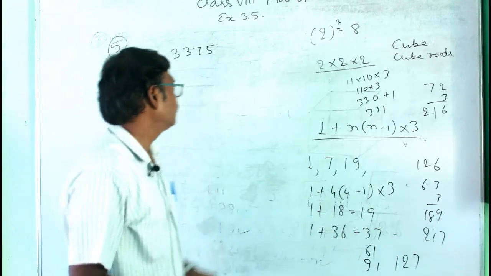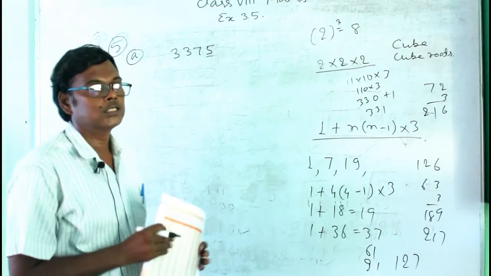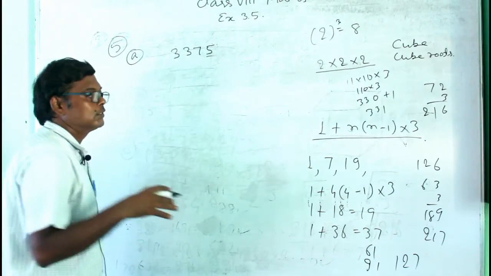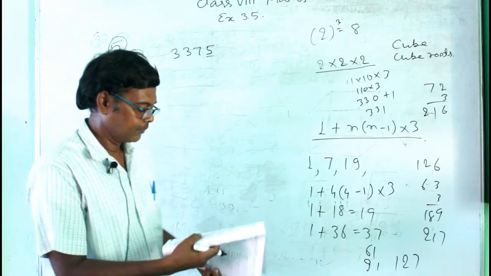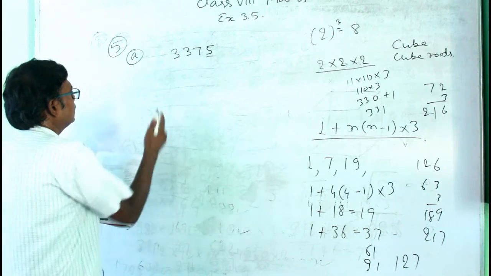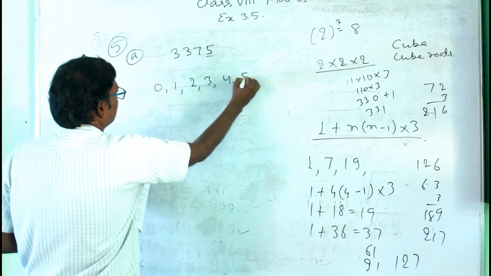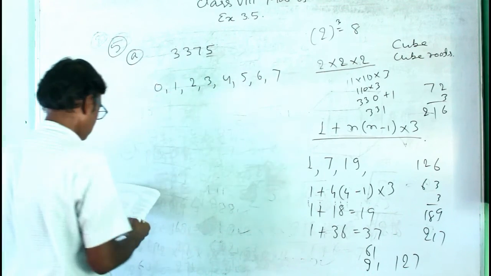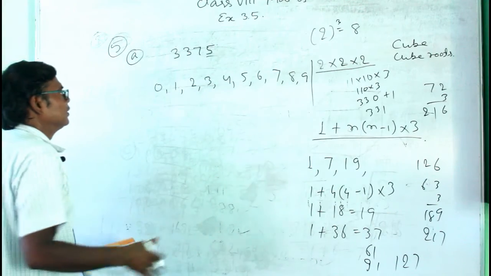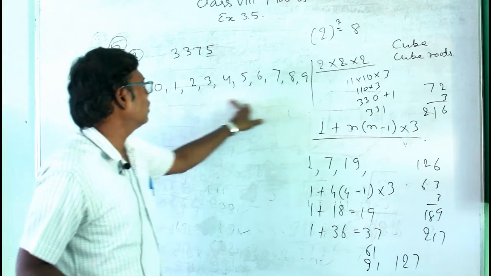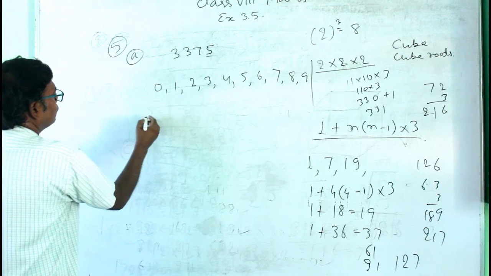So first see the number at the ones place, it is 5. You know that there is a list of numbers, for example 0, 1, 2, 3, 4, 5, 6, 7, 8 and 9. So when you find the cubes of these numbers, then at the units place, when you cube 0, it will be 0.